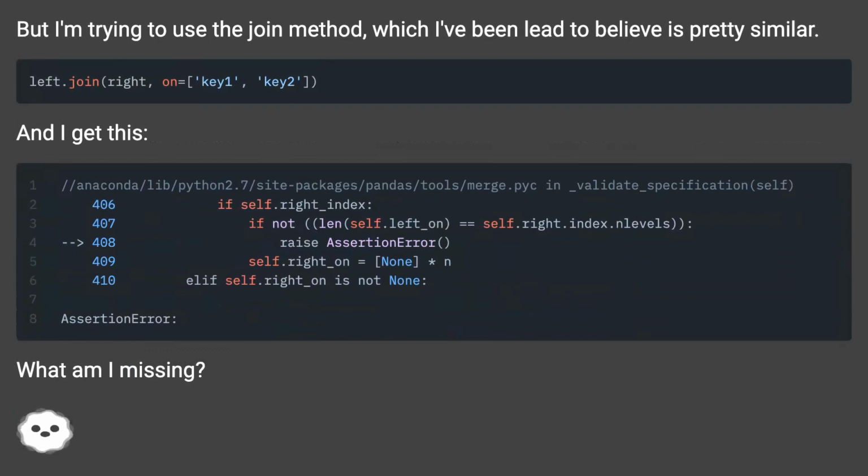But I'm trying to use the join method, which I've been led to believe is pretty similar. And I get this. What am I missing?